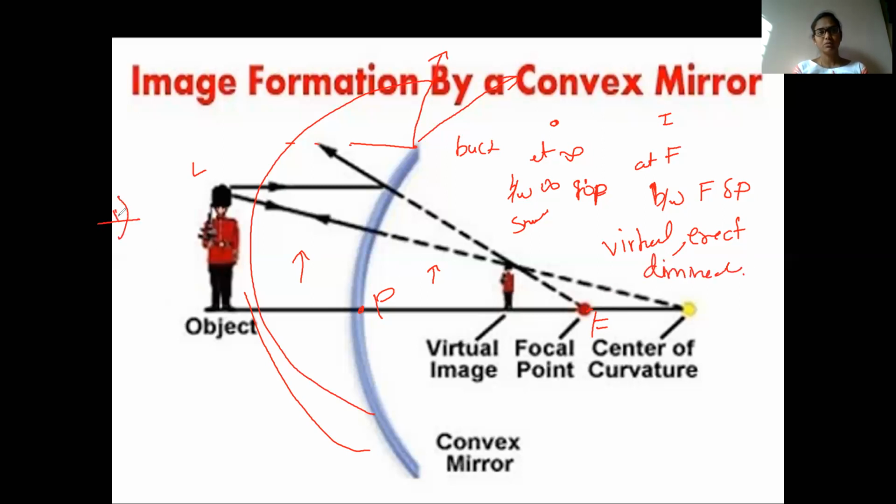In a concave mirror, you see the last condition, when you place the object very close to the mirror, you get a virtual, erect and enlarged image. But here you get a virtual, erect and diminished image. These are the two differences between concave and convex mirrors. So this is the ray diagram in the case of a convex mirror. I hope this is clear to everyone.